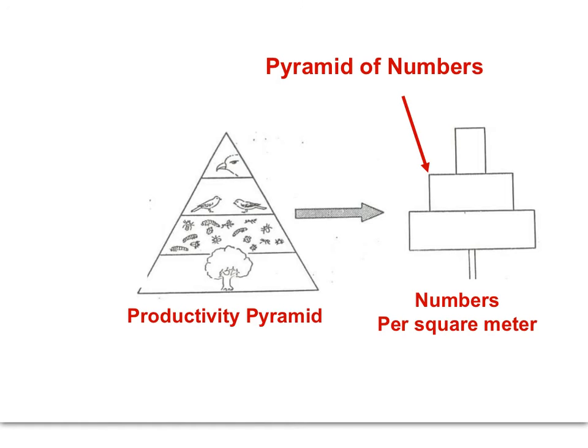On the right, we have a numbers pyramid for the same forest. You can see that large trees would be represented as a small number of individuals. Thus, numbers pyramids can display inversions because of the differences in the size of organisms at specific trophic levels.